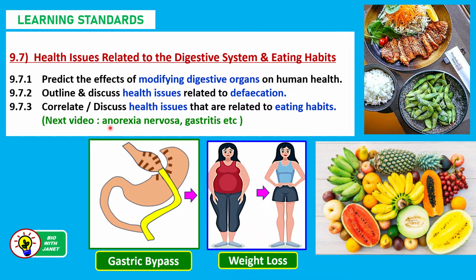Now, the third one is for the next video. Correlate or discuss health issues that are related to eating habits, such as anorexia nervosa, bulimia, and so forth. Okay, so stay tuned also for the next video.